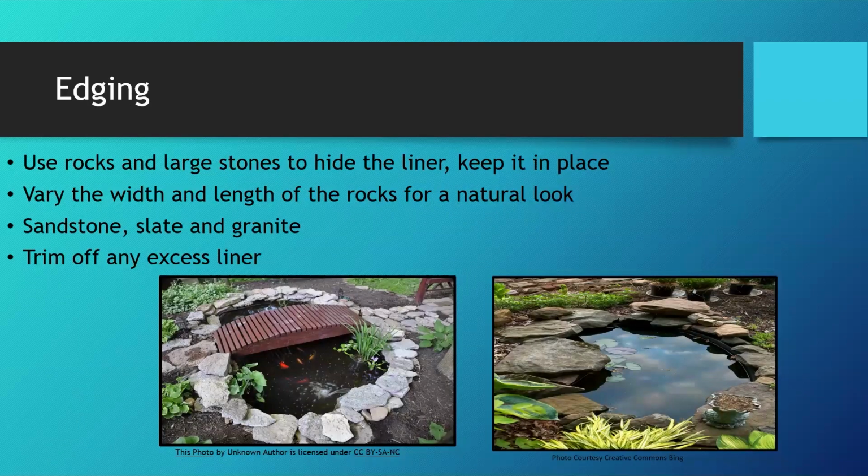Use rocks and large stones to hide the liner and keep it in place and protect it from UV rays. If you vary the width and length of the rocks, it'll give it a more natural look. And sandstone, slate, and granite are excellent choices. Trim off any excess liner that's showing, and you have completed your pond project. Time to celebrate.